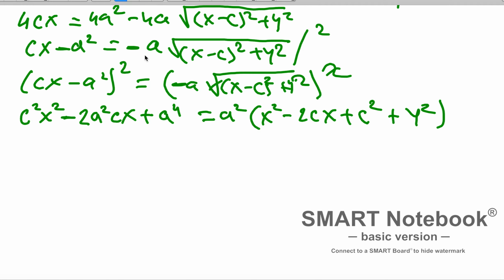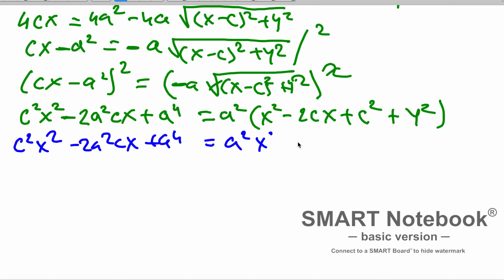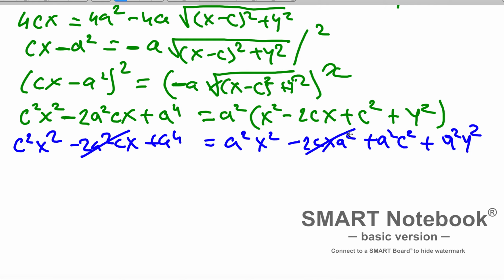So let me do one extra step here, okay? Just let me change the color because I went too far with the same color. Let me rewrite: c squared x squared minus 2a squared cx plus a to the fourth is equal to, here I am going to distribute, a squared x squared minus 2cx a squared plus a squared c squared plus a squared y squared. That's what I have here. But you see this term is the same as this term here, so I can eliminate it. Now I'm looking here, I have a to the fourth.